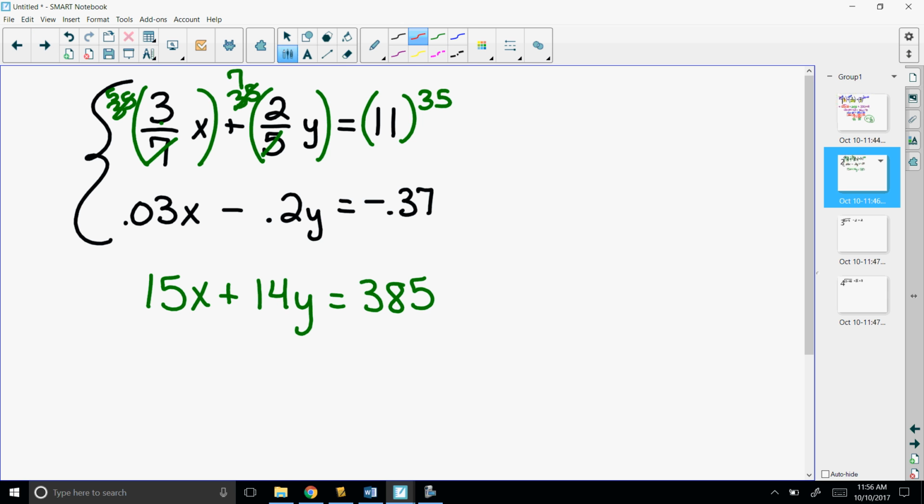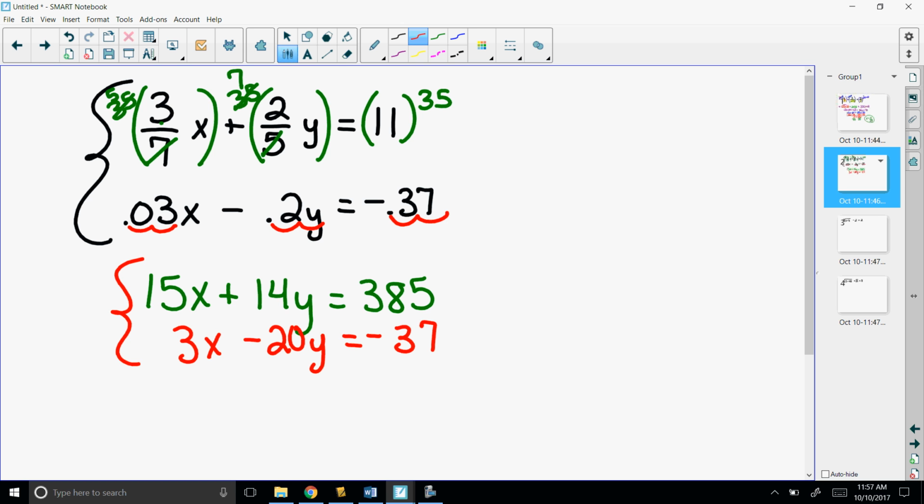The bottom, how do I get, in the second equation, how do you get rid of the decimals? You would multiply both sides by 100, but that just means that we're going to move our decimal point over 2 places in each term. So the equation becomes 3x minus 20y equals negative 37.